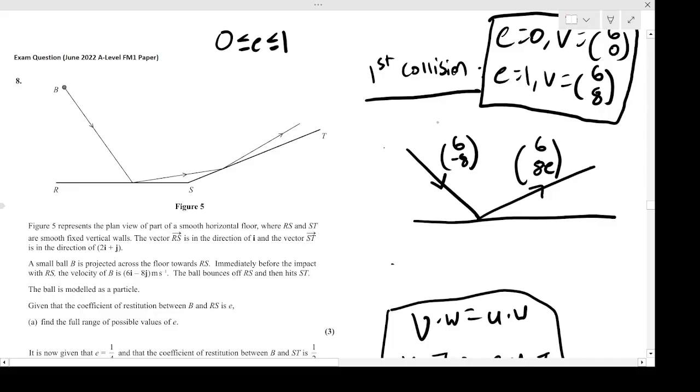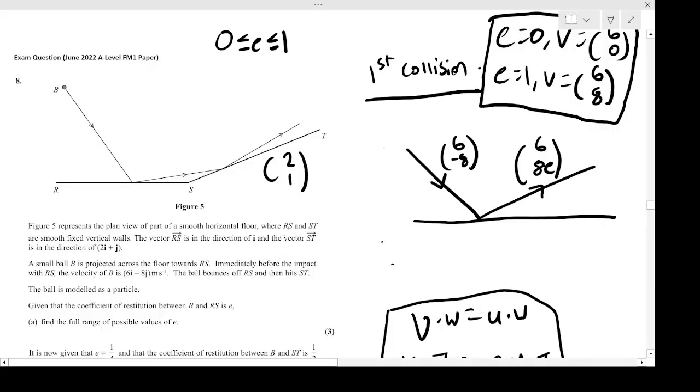So how can I use that? Well, the only other information I'm given in the question is that the other wall, ST, has the vector 2i and j. So the wall vector here is going to be 2, 1. Okay, so that's going to be the direction of the wall.